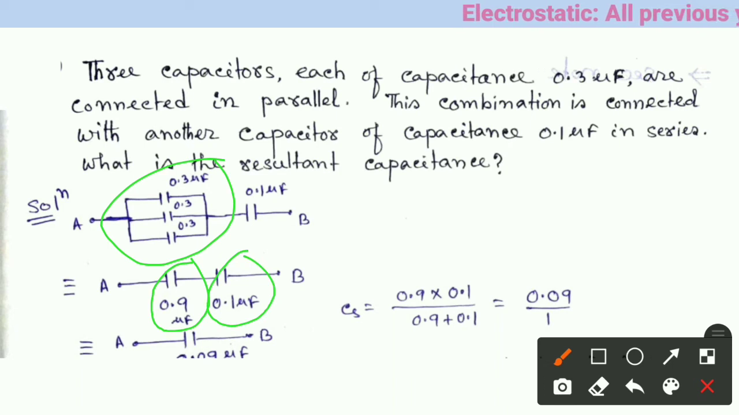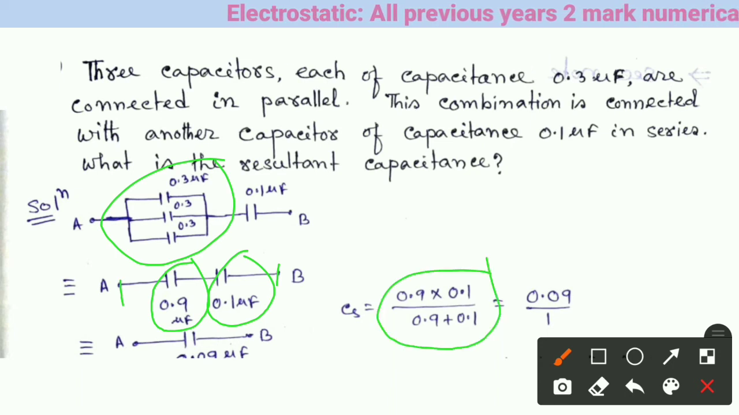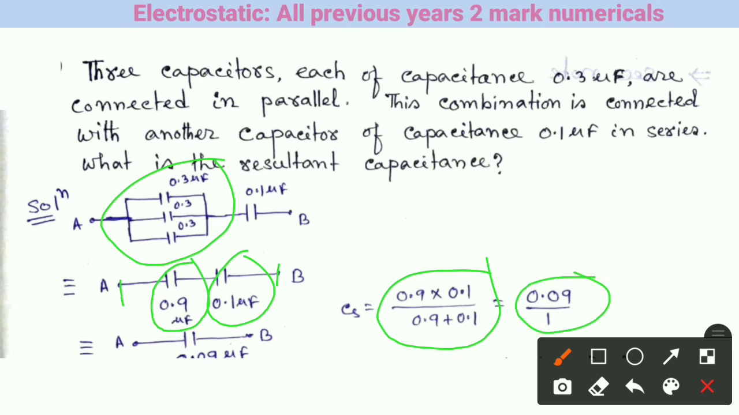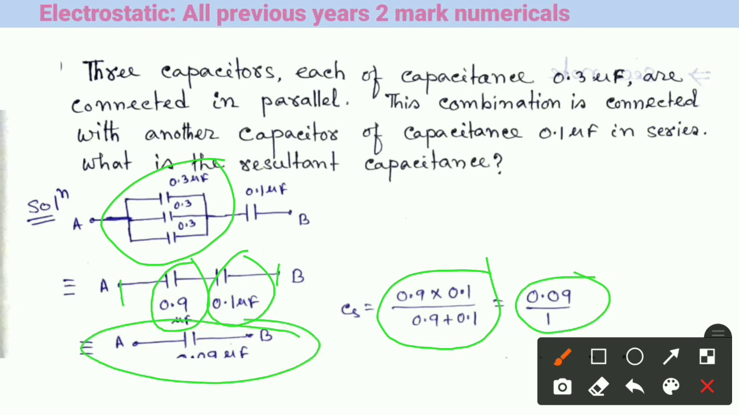Now the equivalent between A and B, since they are connected in series, is 0.9 into 0.1 by 0.9 plus 0.1, so 0.09 by 1. So its equivalent capacitance will be 0.09.